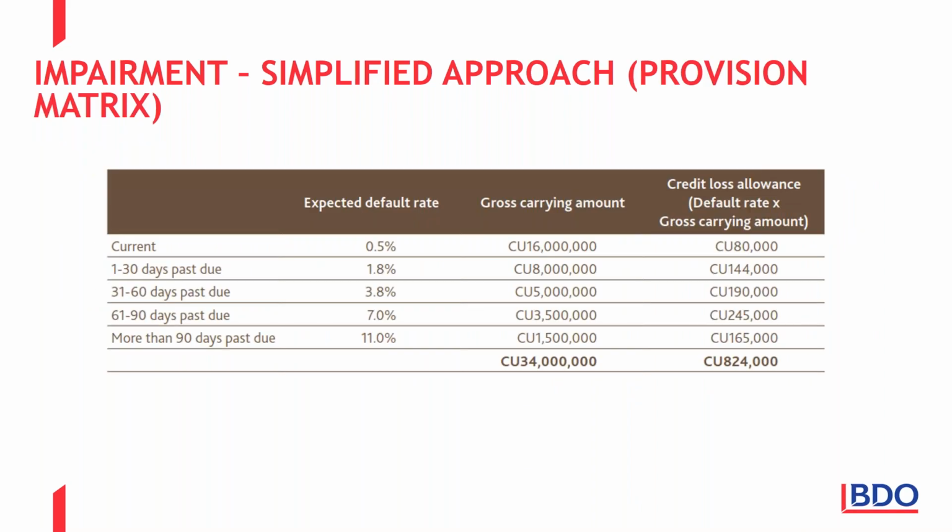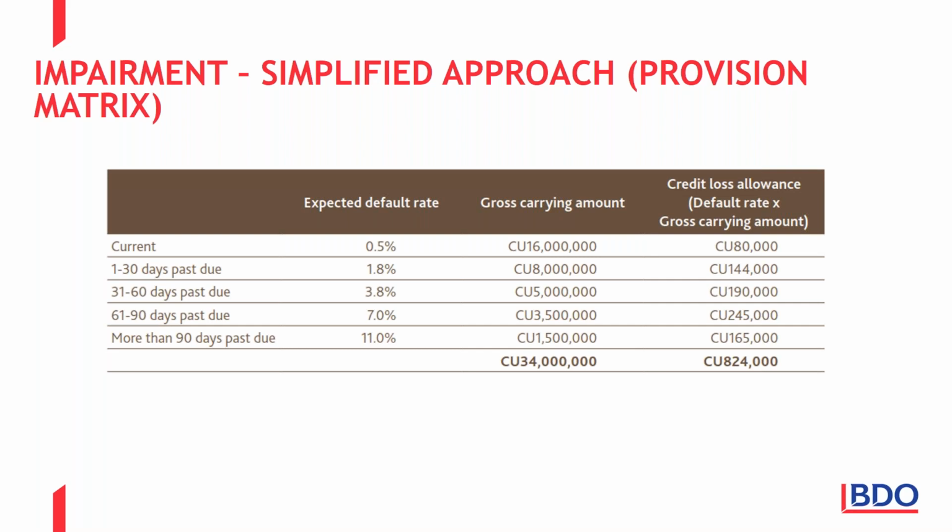If you use the simplified approach, it's where we would use a provision matrix, where we cut and dice our loan receivable and put it in categories, as in current, 1 to 30 days past due, 31 to 60 days past due, 61 to 90 days past due, and potentially more than 90 days. And I just want to say this example is just an example. There might be a better way to cut and dice your loan receivables, but this is what we've decided to illustrate here. It's out of our IFRS in practice.